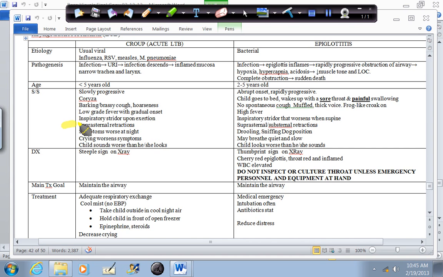In epiglottitis, you'll see retractions sub and suprasternal. The symptoms are worse at night with croup, and crying will worsen the symptoms. And in this child, the symptoms aren't necessarily worse at night. They drool because it's so painful to swallow with epiglottitis that the child will just simply drool rather than swallowing secretions. And the child with epiglottitis is in what's called the sniffing dog position.